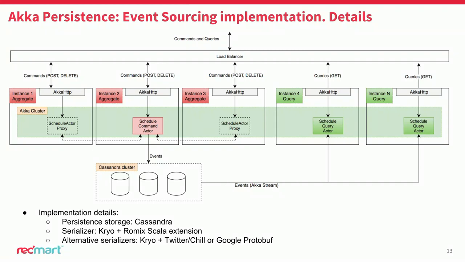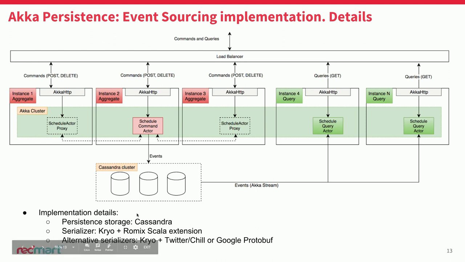A couple of implementation details of event sourcing. So the persistent storage we picked is Cassandra. It's obviously a Cassandra cluster. In our case, it's 4 nodes, if I'm not wrong. And the serializer is another thing. So when we store the events to the storage, under the hood, the serializer is called. If there is no serializer provided, the persistence calls the Java serializer, which is heavy and slow for a high-performance system. So typically, a better serializer is taken.